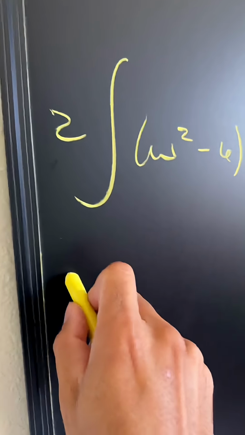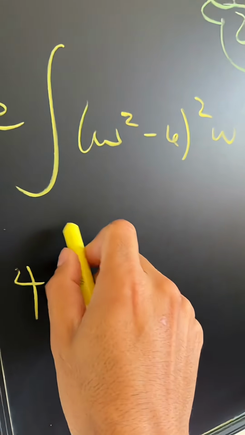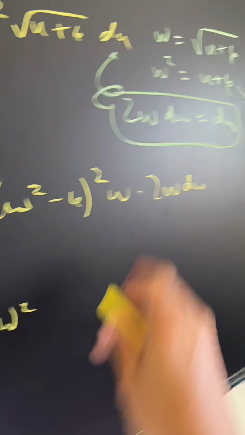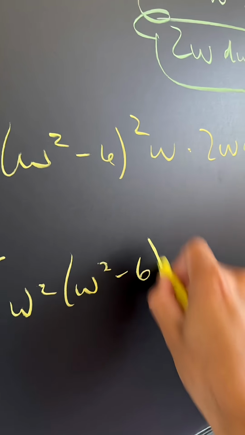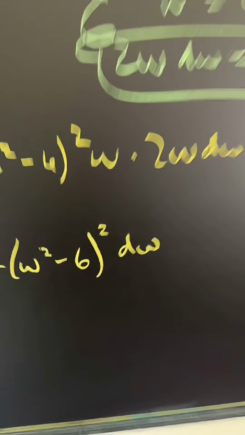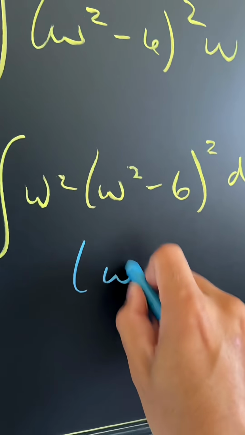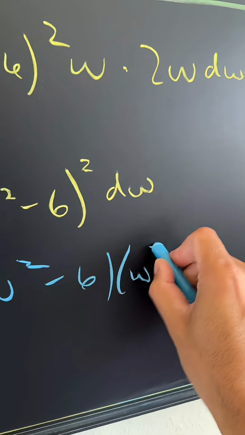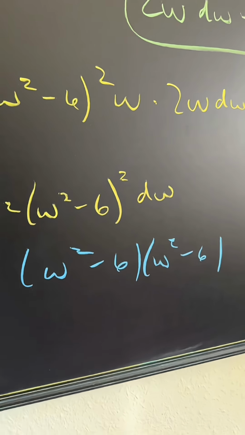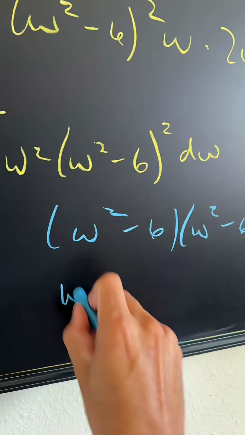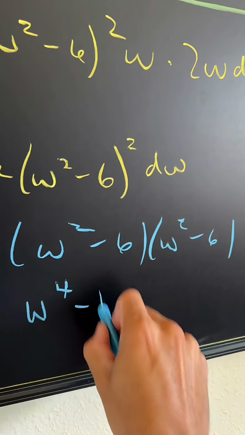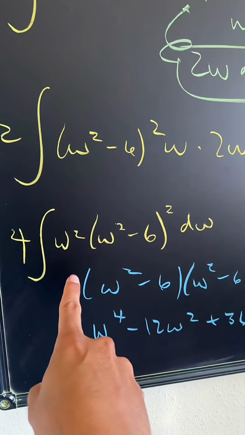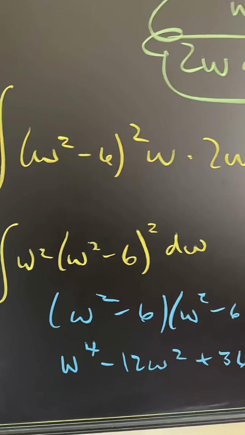So multiplying this to the other 2 on the outside is gonna be 4. And now we're gonna have w squared, because of these 2 w's right here, and then w squared minus 6 squared dw. Wow, look at that. I said w squared minus 2, but it's w squared minus 6 times w squared minus 6. When I multiply these together using the FOIL method, it will give me w to the 4th minus 12w squared plus 36. But remember, I'm gonna multiply everything by w squared.